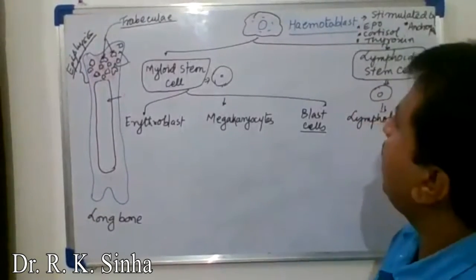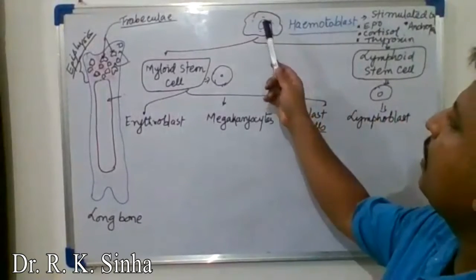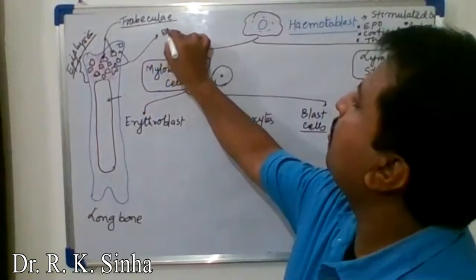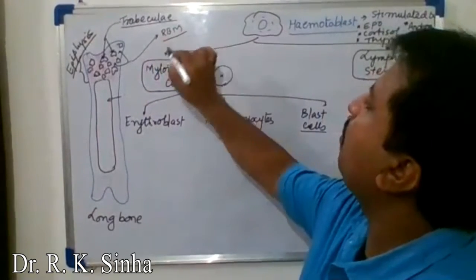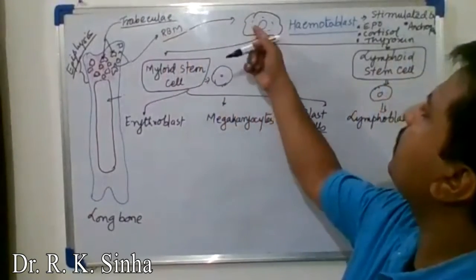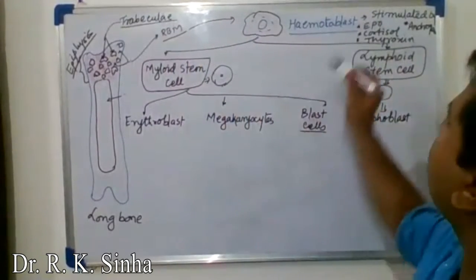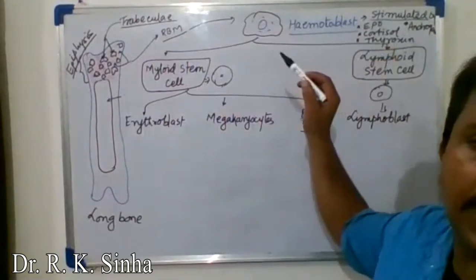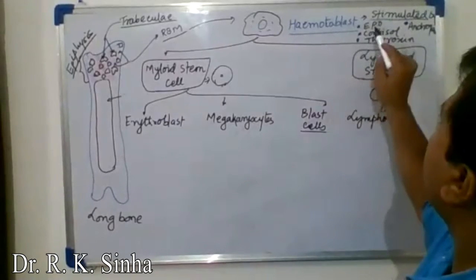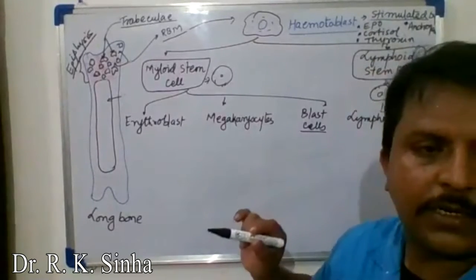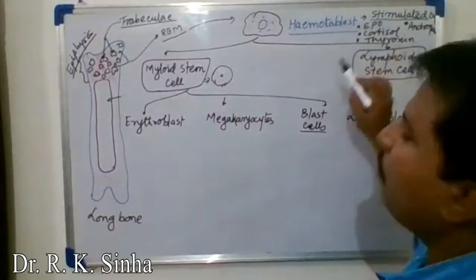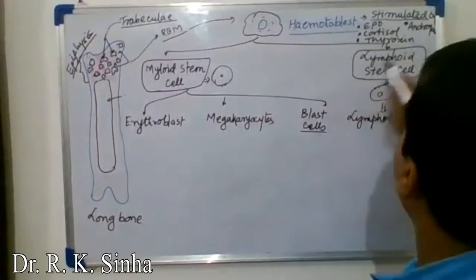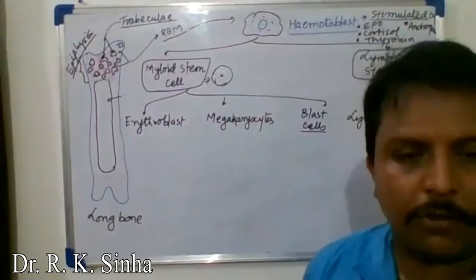So we can say this hematoblast is present here in RBM, red bone marrow. This hematoblast is triggered or stimulated by hormones present in our endocrine system, just like erythropoietin that is secreted from the kidney, cortisol from the suprarenal gland, thyroxine from the thyroid gland, and androgen is a male sex hormone.